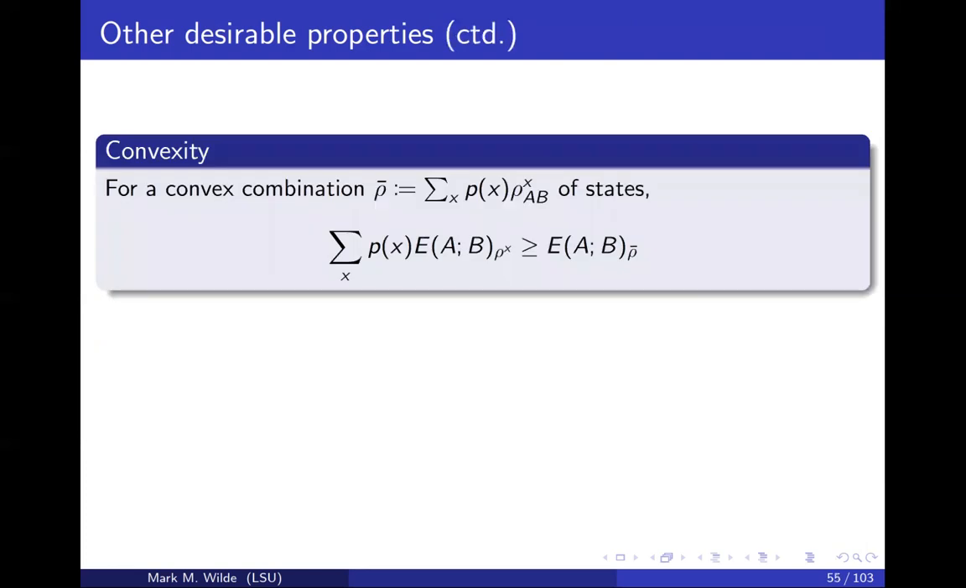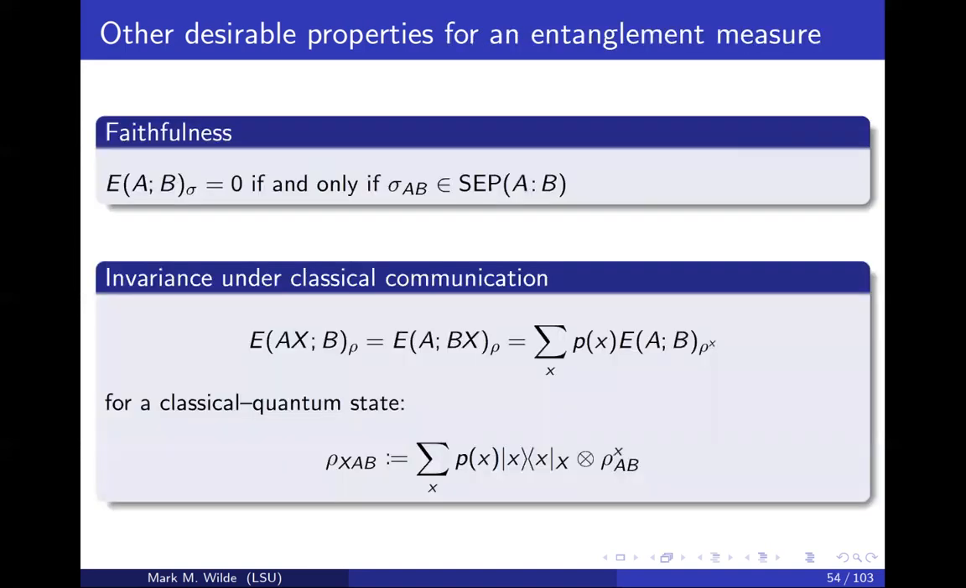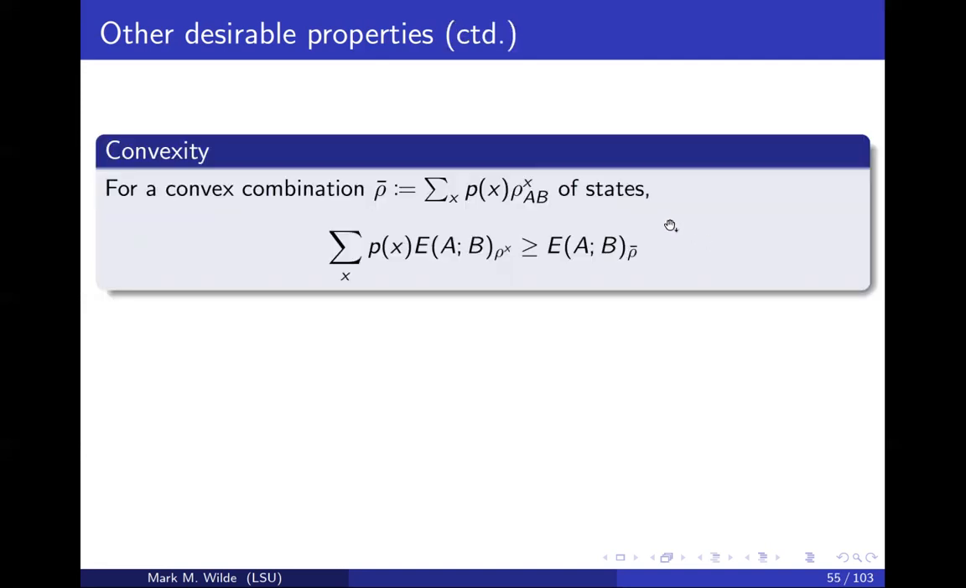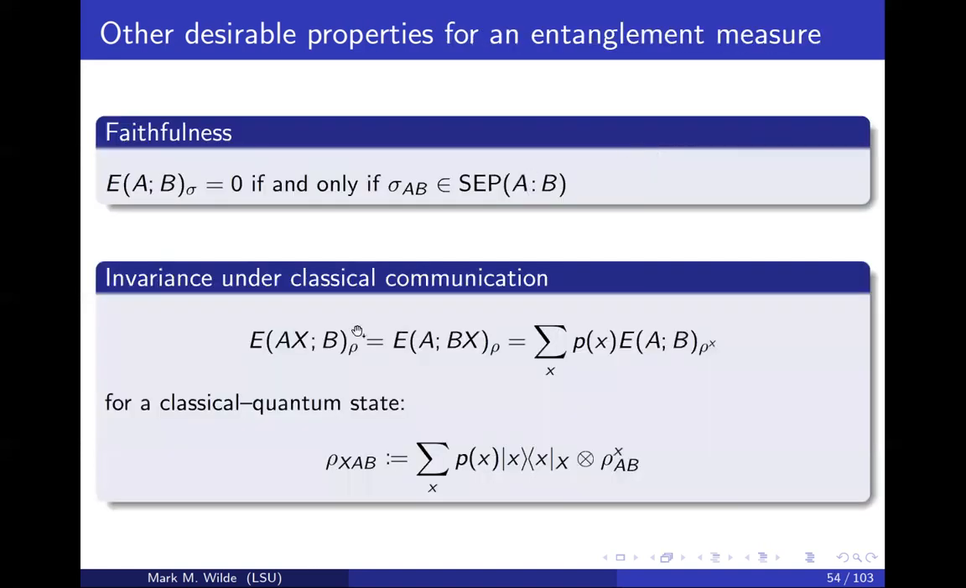Other desirable properties include convexity. So suppose that some state is a weighted mixture of states. Then the idea is that the convex combination of entanglement values should not be smaller than the entanglement of the average state. So the way that you can think about this is if this property holds, then it's like entanglement does not increase under the discarding of the classical system. So that's a way to think about convexity. Because if you were to discard the classical system, you would get the state rho x, you know, the mixture of the rho x's weighted by px.